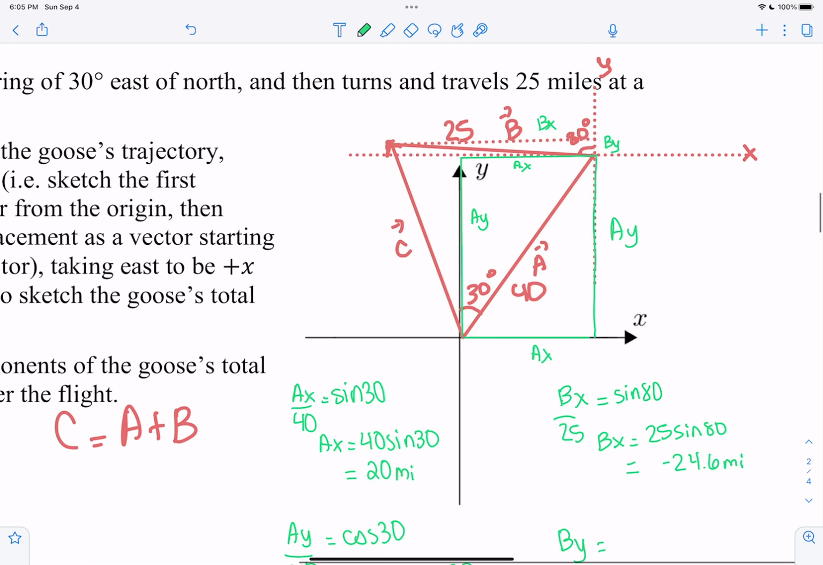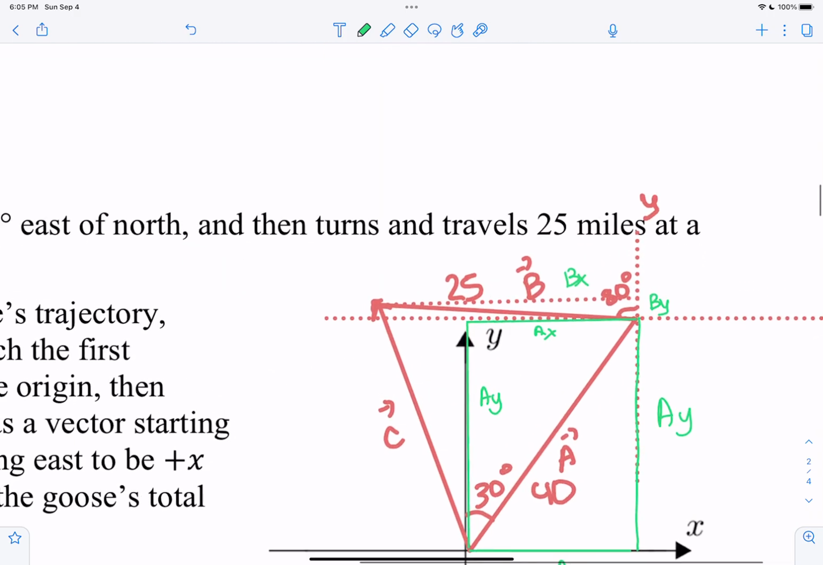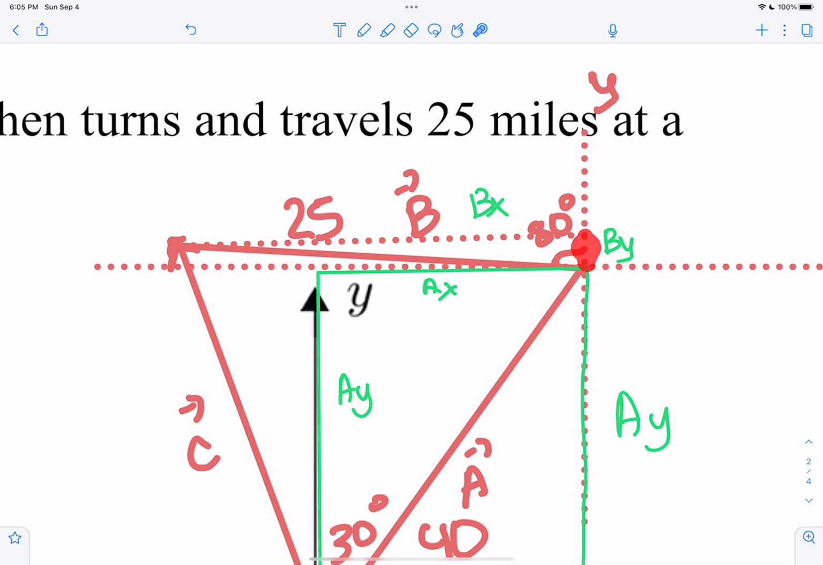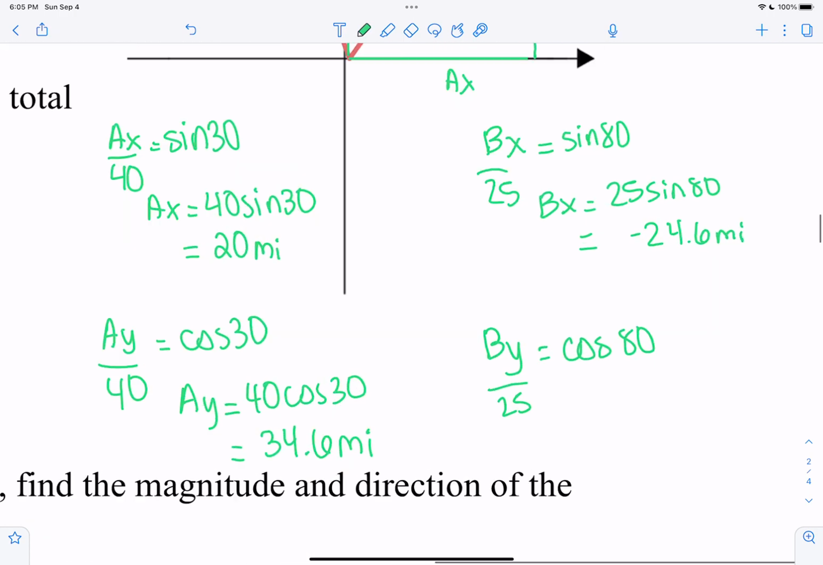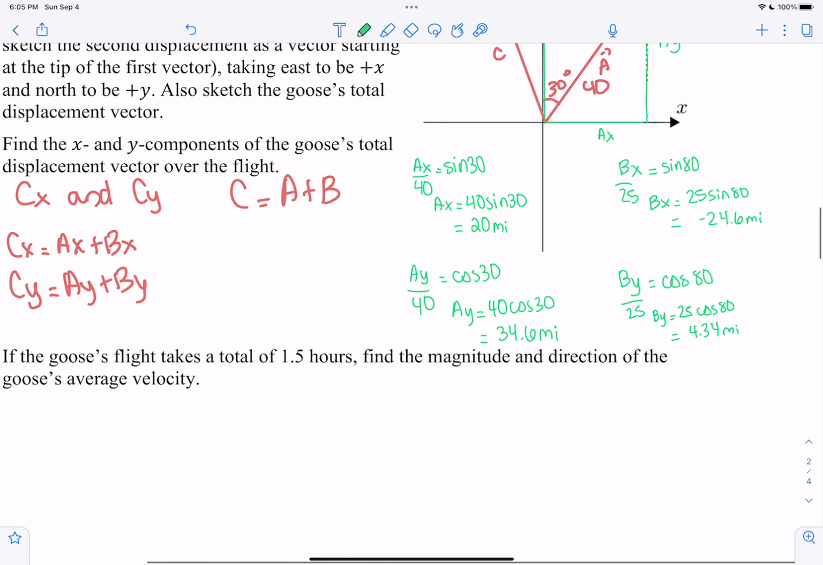And then for by, what do we get for by? Yep, so 25 cosine 80, so by over 25 equals cosine 80. That's because this by here is adjacent to the 80 degree angle, so adjacent over hypotenuse. And then by is equal to 25 cosine 80, which is around 4.34 miles, I believe. Sound good so far?